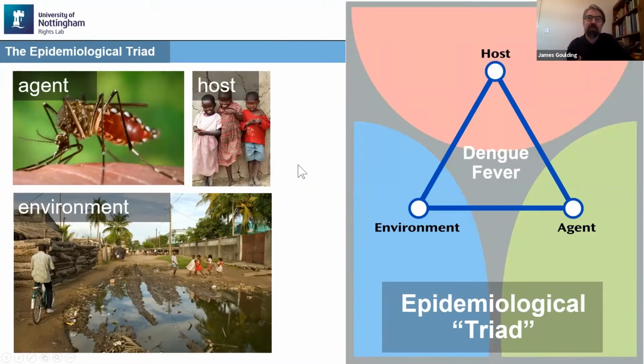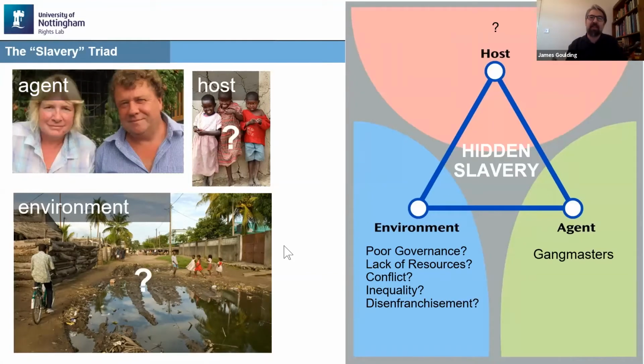But also, very importantly, and maybe under-examined, there is the environment. This mosquito survives in areas of low-lying water that's polluted, like the picture I've shown at the bottom here. That's an approach to analysing these problems which we're trying to move across to slavery, to create a slavery triad to attack these problems. So there is an agent: these are the gangmasters and the people perpetrating the crimes. There are hosts, which can be a numerous number of people. But key to this is the environment, the low-lying water, as it were, that allows people to enter into that condition.